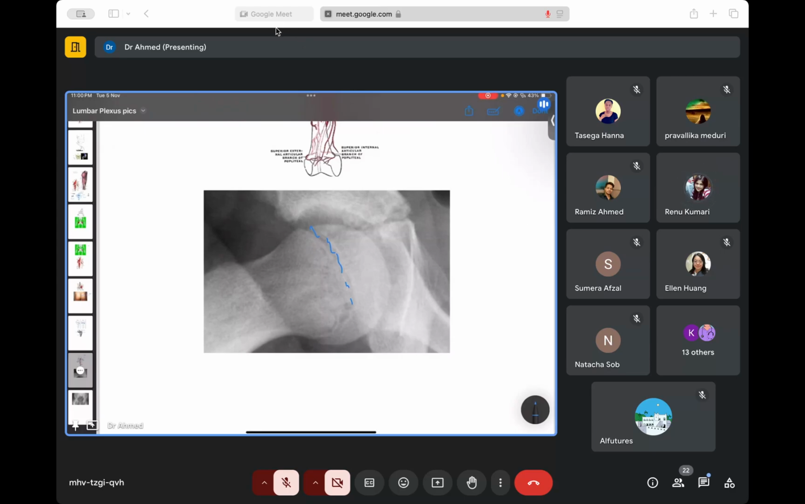So this was all about the lower limb, and tomorrow we are going to discuss the hand and upper limb, and along with that we'll be discussing pathology, right?